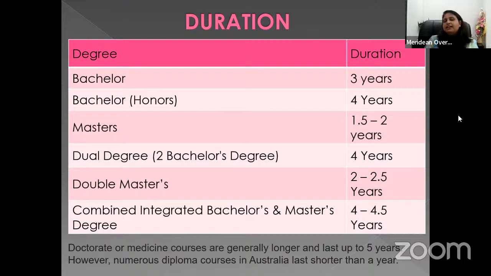In Australia, there are a number of options for dual degrees as well. If you want, you can do 2 bachelors simultaneously, and the duration is 4 years. You can go for double masters also, and the duration would be 2 or 2.5 years. You also have combined integrated degrees, so you can do a bachelor's and master's simultaneously in a duration of 4 or 4.5 years.